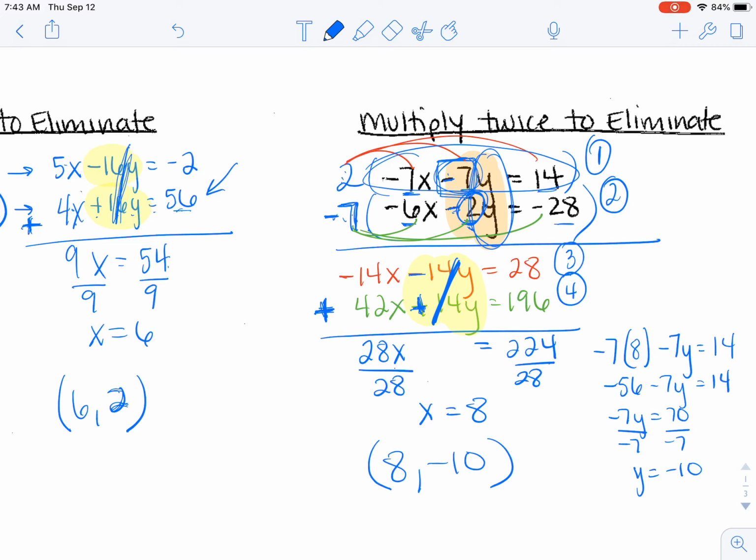Now, you could have multiplied the top by 2, the bottom by 7, and then subtracted, and you would have gotten the exact same thing. That is completely up to you.